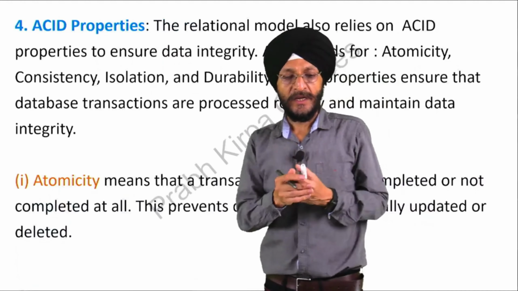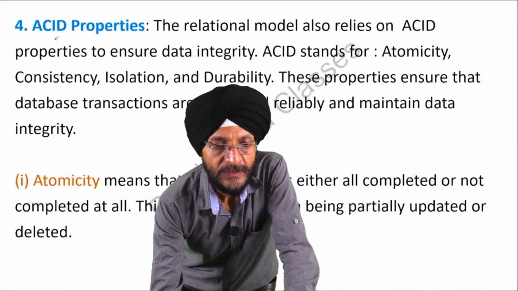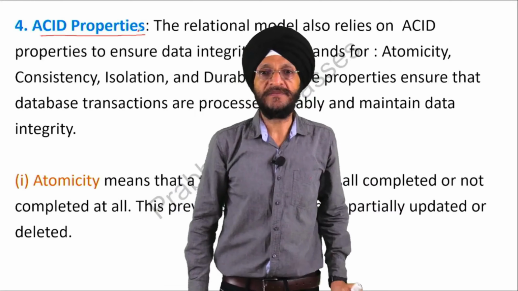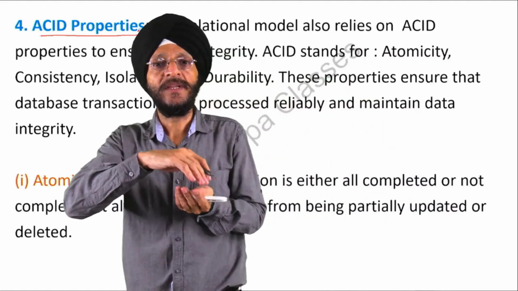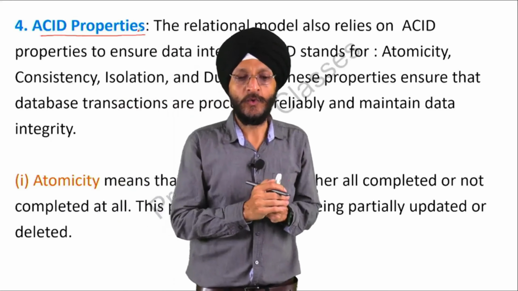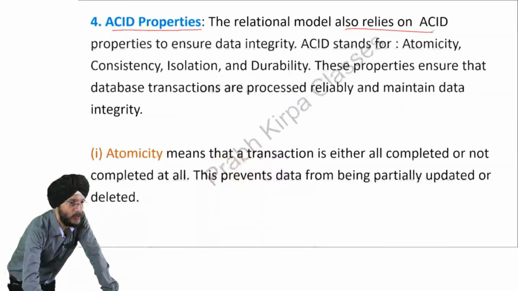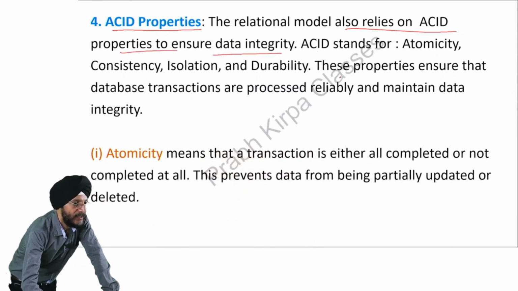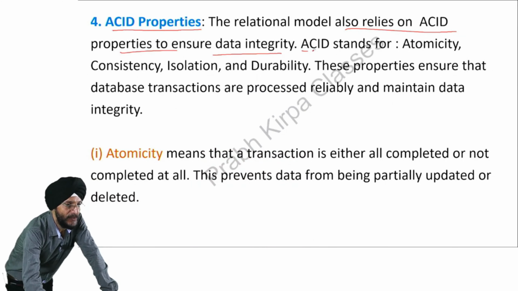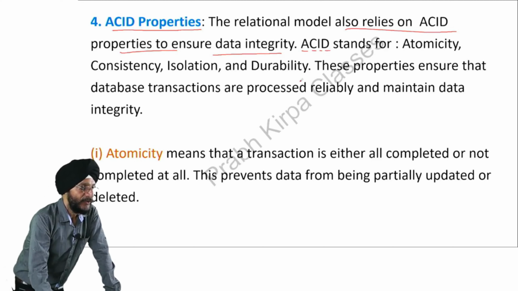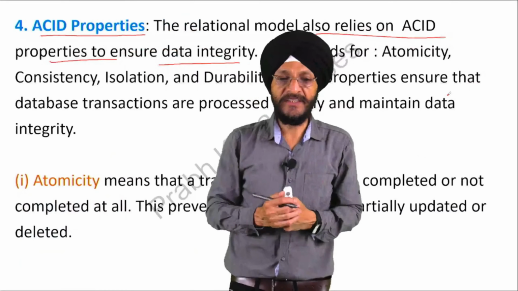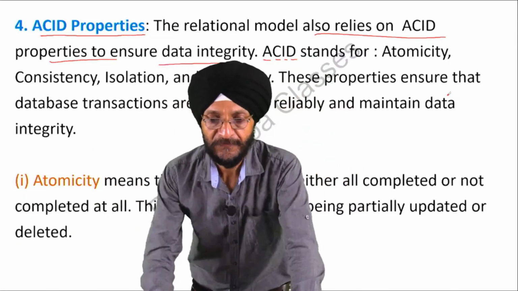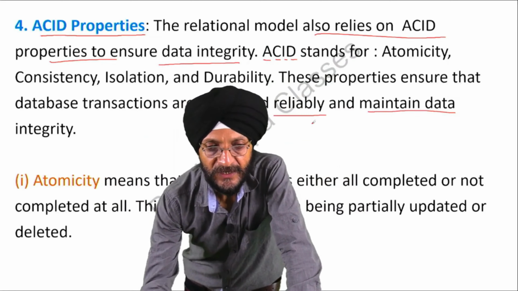Now we will discuss another property known as ACID properties, which are very important in DBMS. We have discussed the same in detail in our earlier courses. The relational model also relies on ACID properties to ensure data integrity. Here A stands for atomicity, C stands for consistency, I stands for isolation, and D stands for durability. These four properties ensure that the database transactions are processed reliably and maintain data integrity.